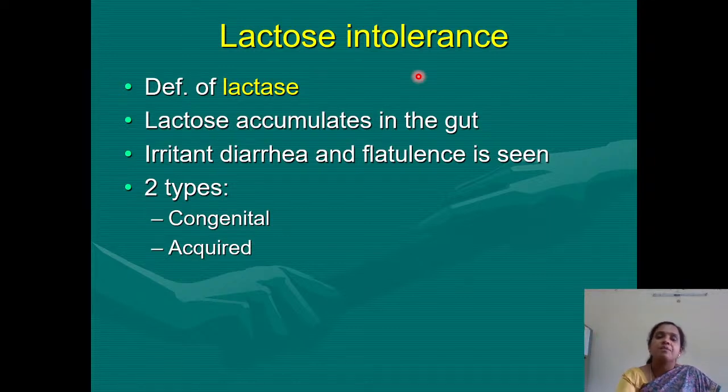Two types of reasons can be there. One is congenital, another one is acquired. Congenital, by birth they will have. Now acquired is usually as the age advances, people will have less. Like when you were in school, you used to consume milk. Now you are in college, you won't be able to drink milk.